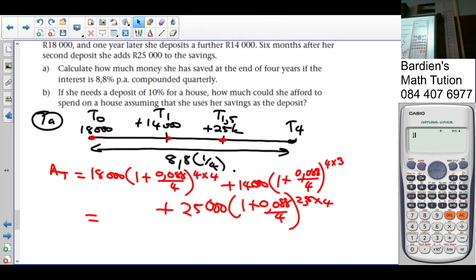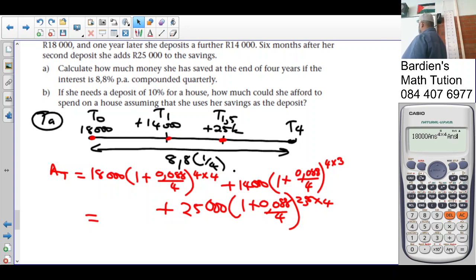So I say 1 plus 0,088 over 4. So that is what is inside the bracket. So that now, if I press answer, that's the last answer calculated on the calculator. You all okay with that? So this is going to simply be 18,000. What do I press now? Answer to the exponent. 4 times 4.